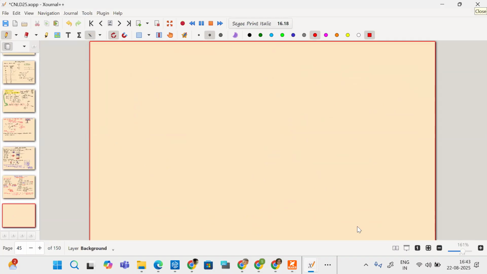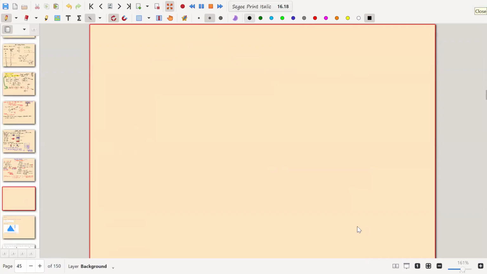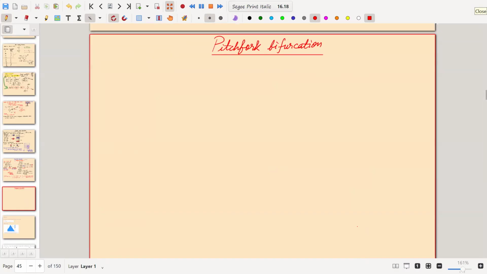So let us now look into another example. Another kind of bifurcation, which is kind of your assignment. After I explain, it will be an assignment for you. There is a question. It is known as a pitchfork bifurcation. Pitchfork bifurcation. What is a pitchfork? Pitchfork, do you know? I hope everyone might have seen this.